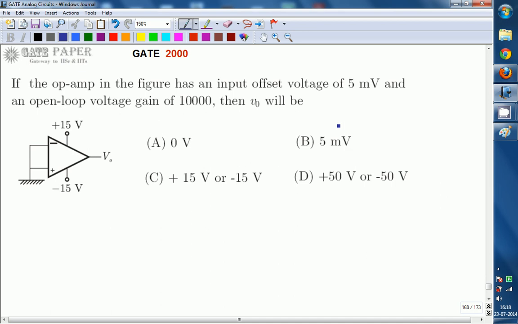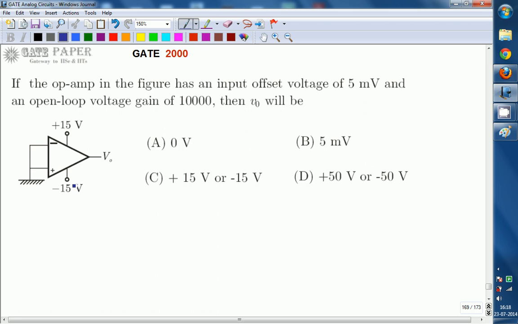Hello, we are discussing the GATE 2000 ECE paper, and this question is related to analog circuits. Look at the circuit diagram given. If the op amp in the circuit has an input offset voltage of 5 millivolts and open loop voltage gain of 10,000, then V0 will be: A, 0 volts; B, 5 millivolts; C, plus or minus 15 volts; D, plus or minus 50 volts.